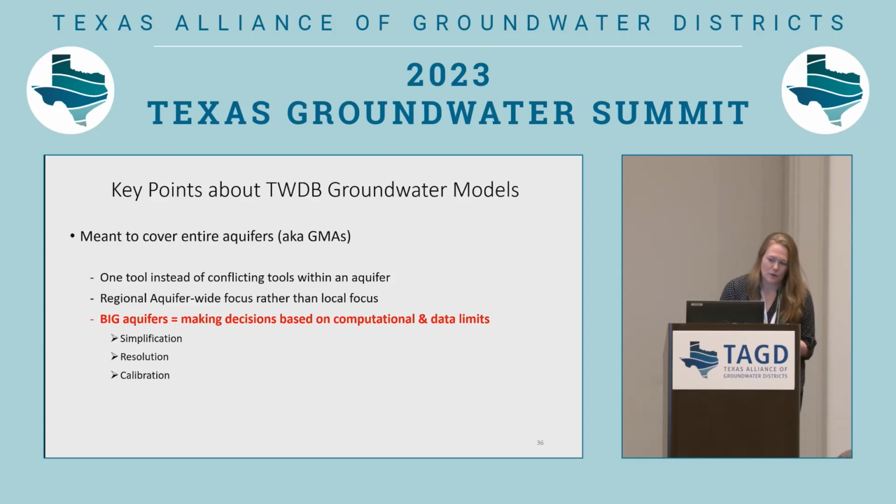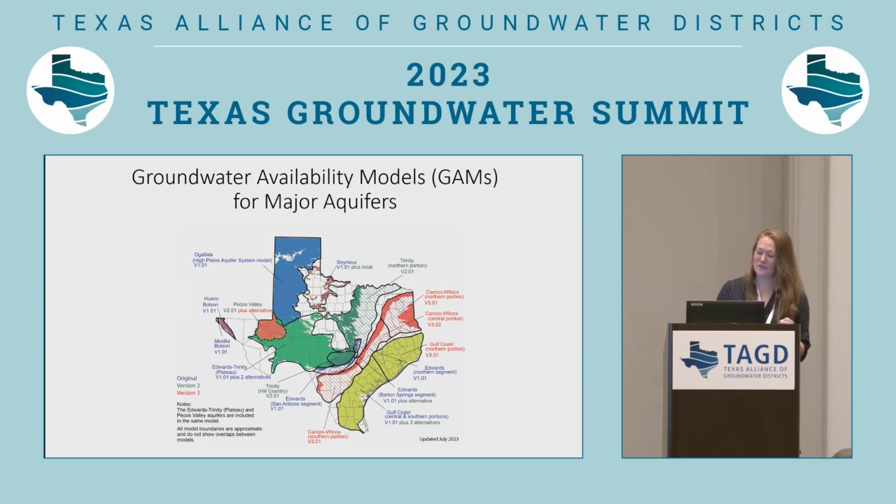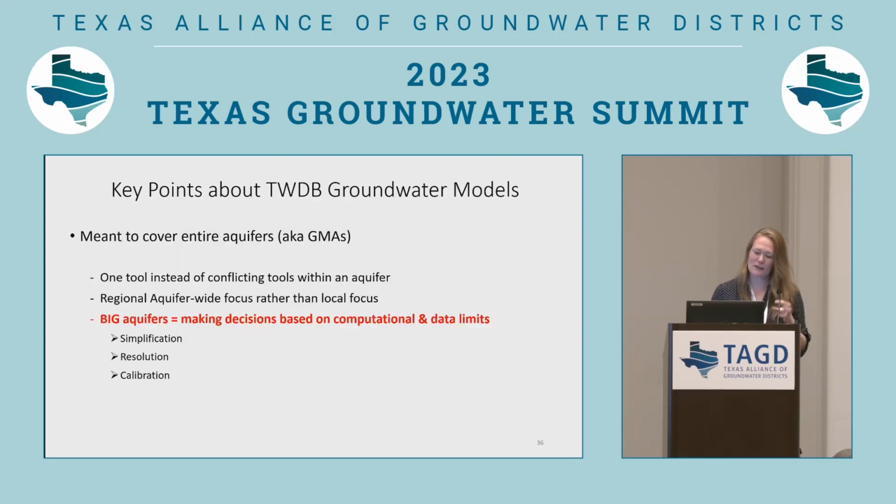Another major thing about our groundwater models that I like to point out is these are big, big aquifers we're talking about. Some of them are, like what, a fifth of the state of Texas? And so when we have big aquifers, we have giant models. And in order to get useful information out of those models, we need to start making decisions based on computational limits, right? Our computers can only handle so much, and data limits, right? Like, where do we have data on this aquifer? So the way that we handle computational limits, one of the ways, is simplification.